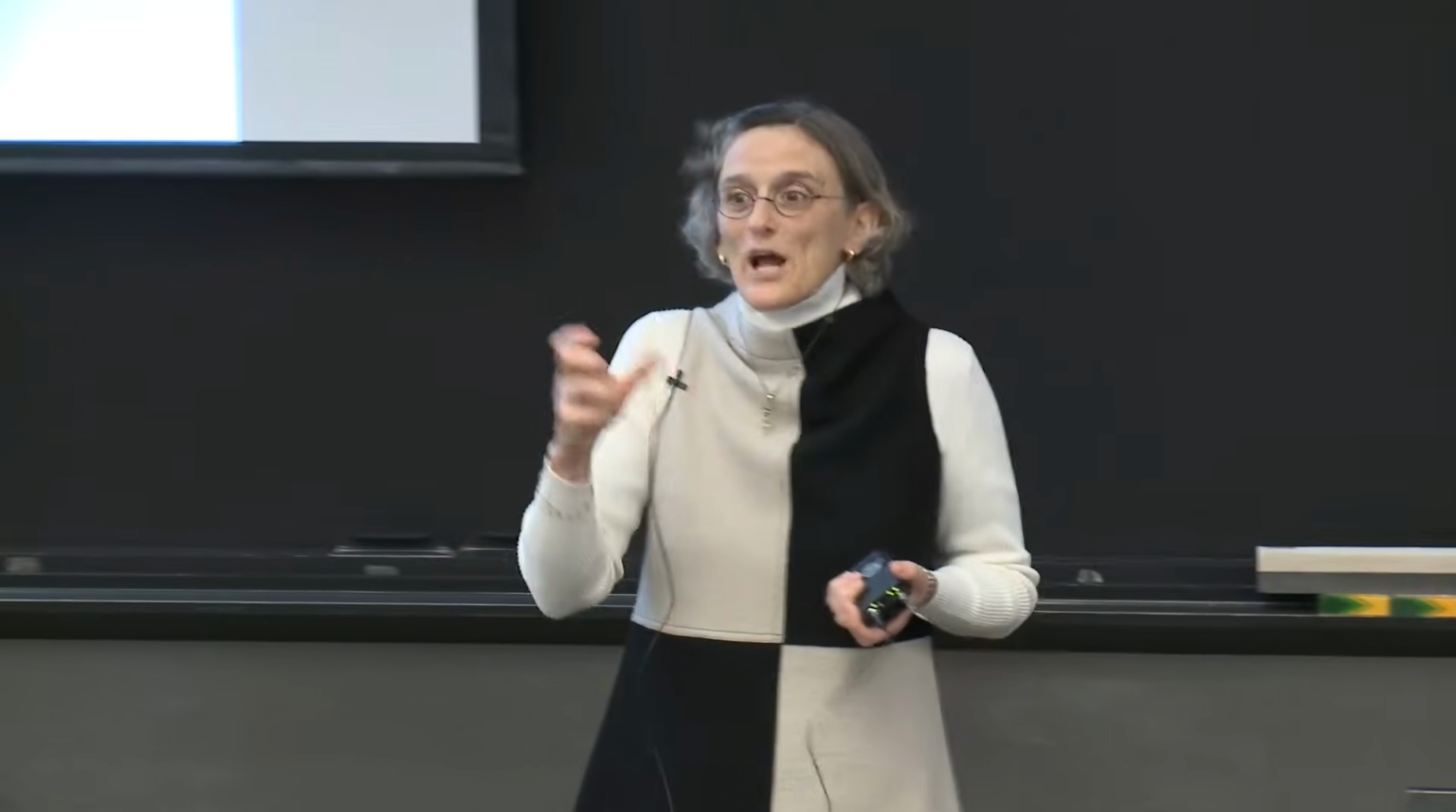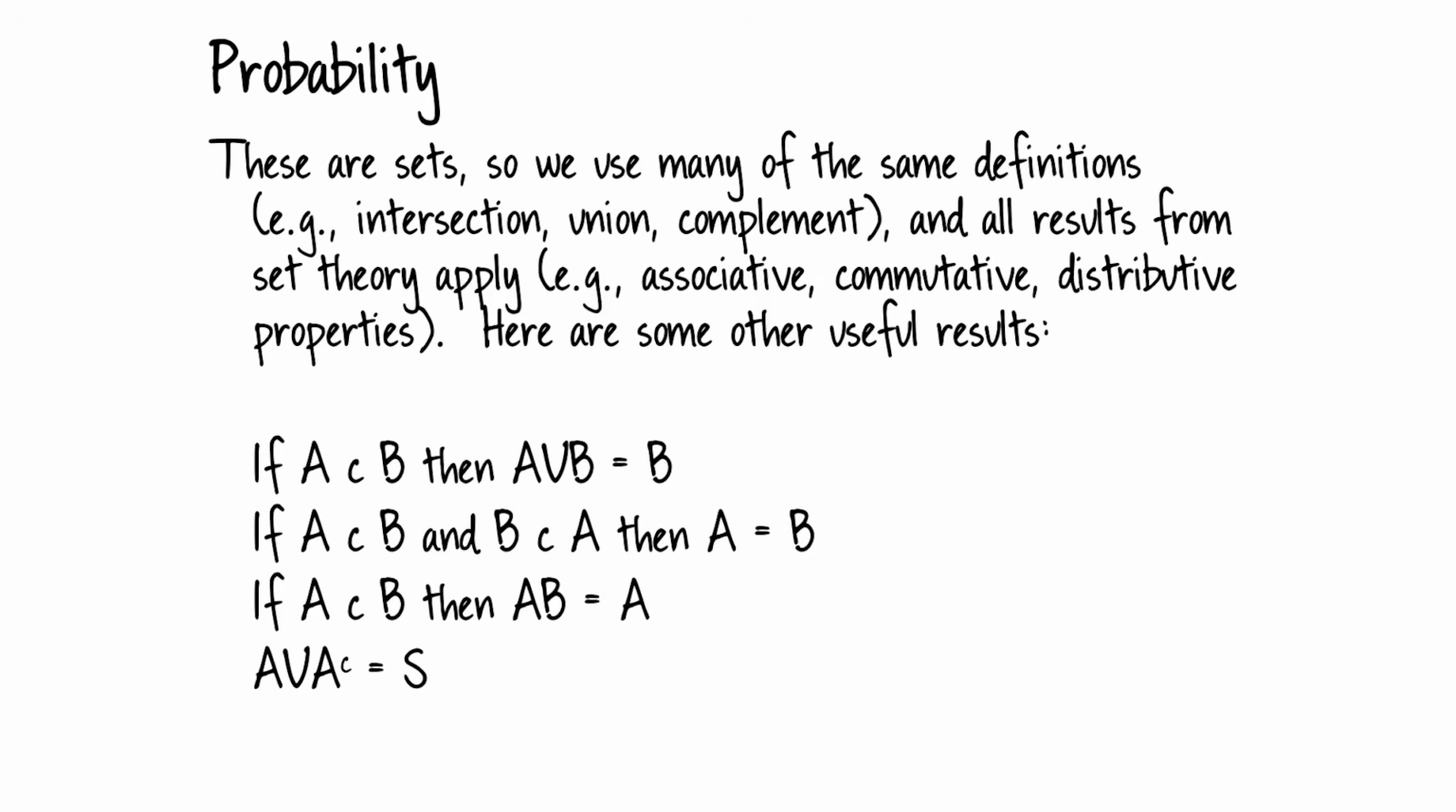As you have probably gathered, these things that I'm defining are sets, okay? And so we're going to use many of the same definitions and results from set theory in probability theory because the mathematical foundation we're using is the one from set theory, okay? So all the results from set theory are going to apply: the associative, commutative, distributive properties, etc.